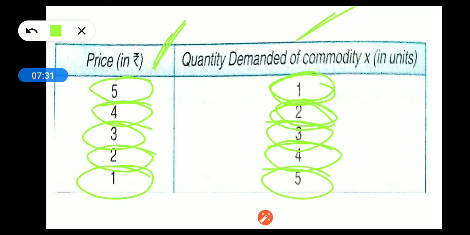So see, what can we get from here? The conclusion we get is that when price decreases, demand increases. For ₹5 as the price, quantity demanded was 1, and when price decreased to ₹1, then quantity demanded is 5 units. So this is known as demand schedule.